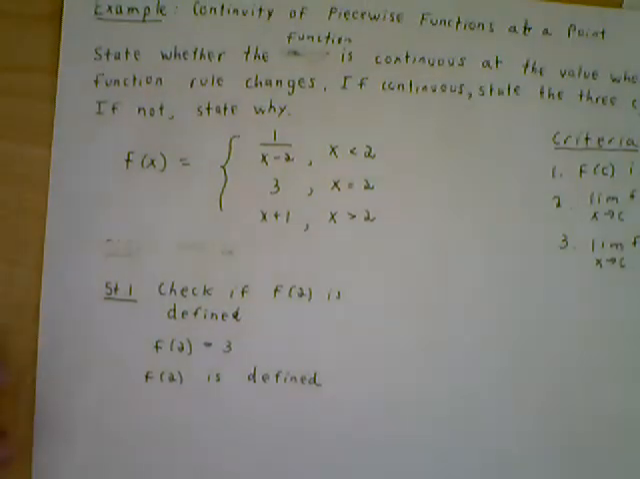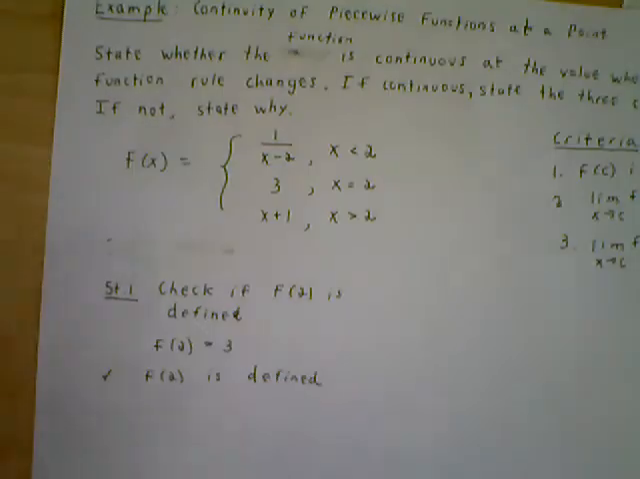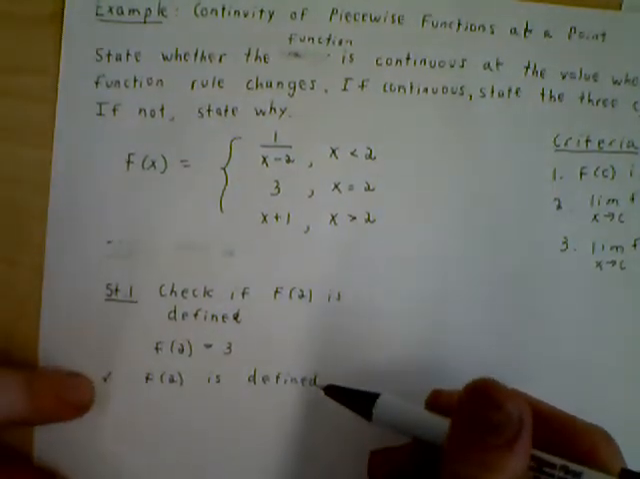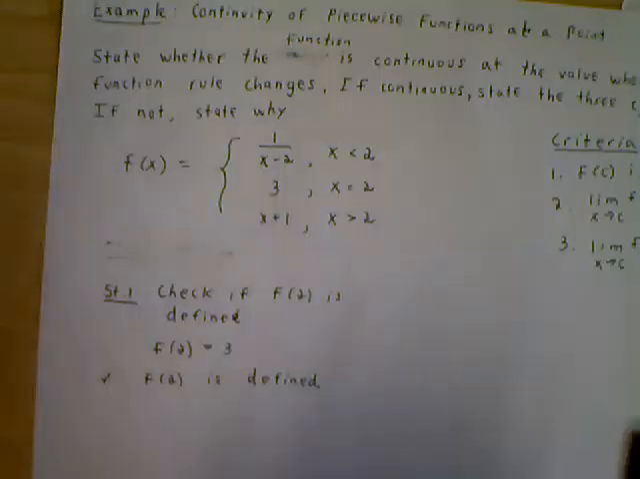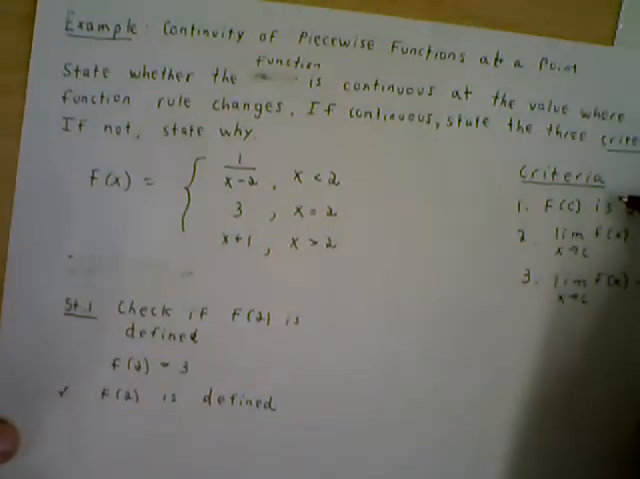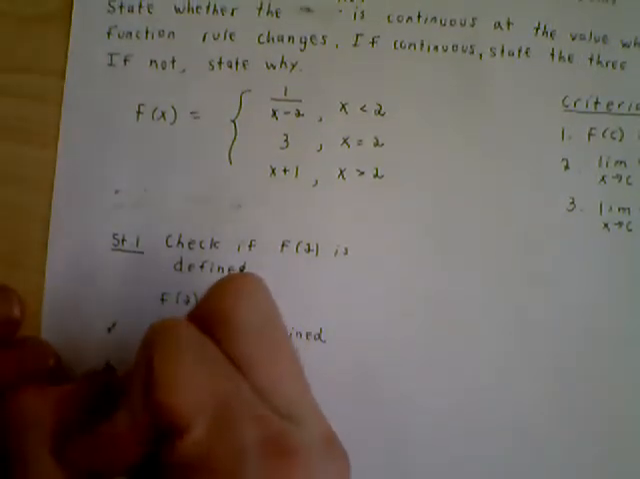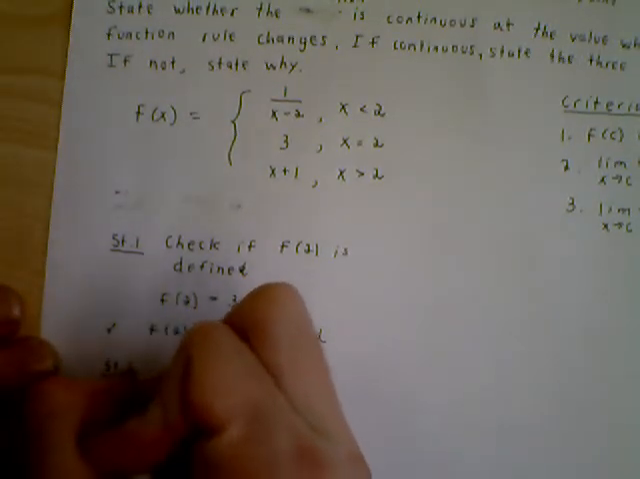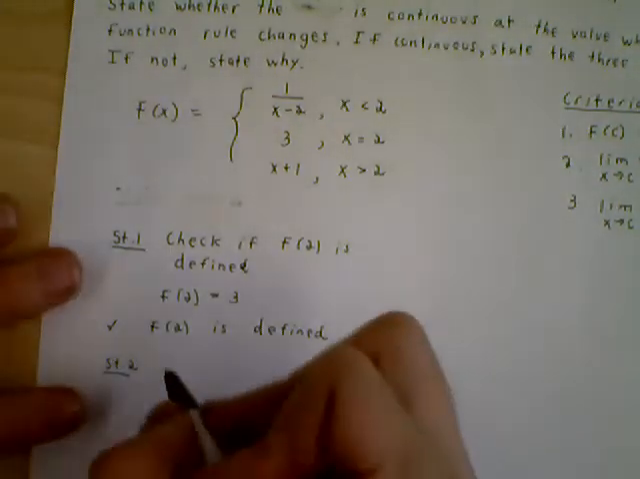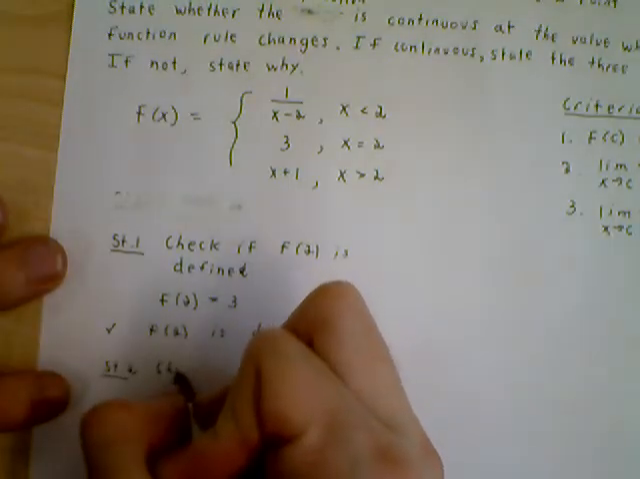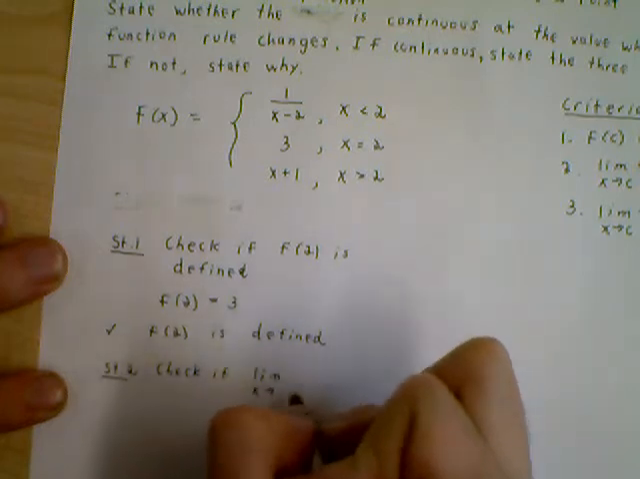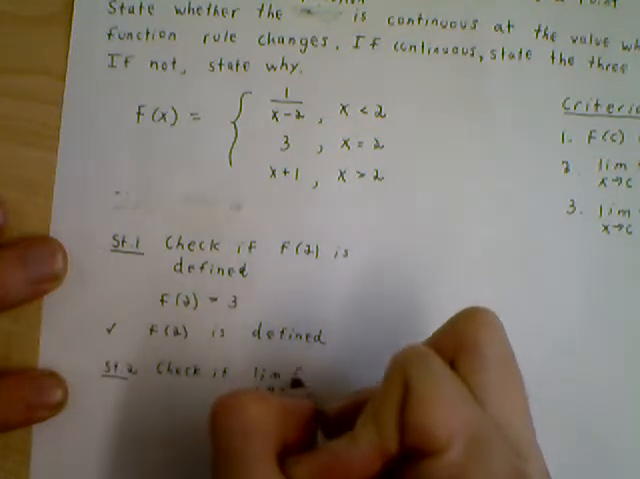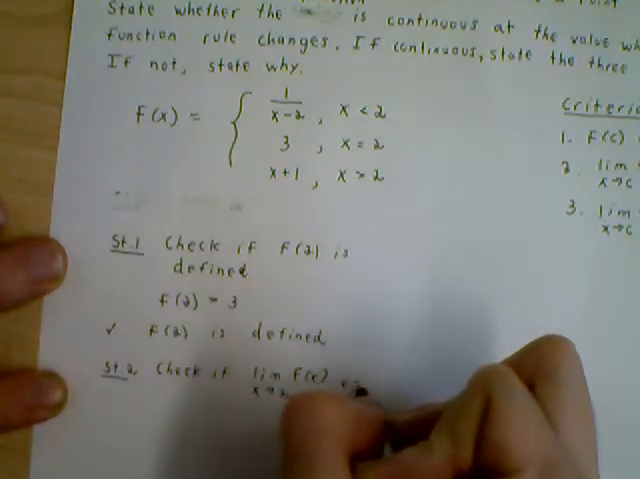All right, so put a check mark here. You actually have to have this explicitly stated on your end of unit exam. So if you want to box or check off whatever you need, I just met the first criteria. Step 2: I need to check if the limit as x approaches that value we're talking about of f of x exists.